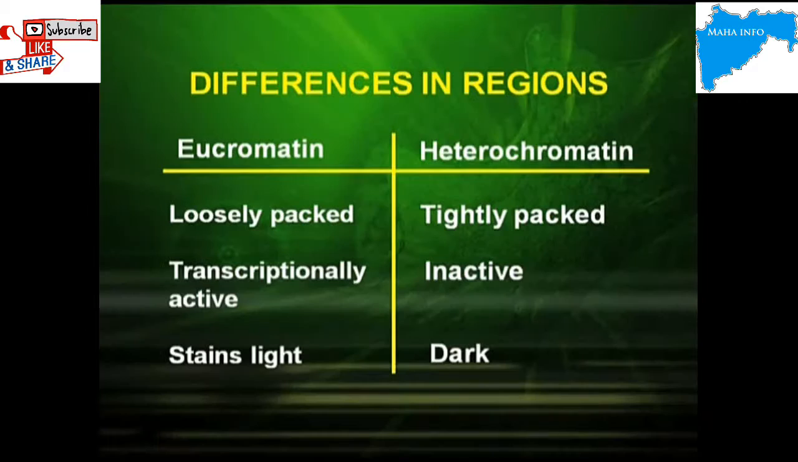Now, there are 2 different regions in the chromosomes, the euchromatin and the heterochromatin. Let us see what the differences are between the euchromatin and heterochromatin. In euchromatin, the chromatin material is loosely packed. It is transcriptionally active and it stains light. On the other hand, heterochromatin is the region which is tightly packed, inactive, and darkly stained.